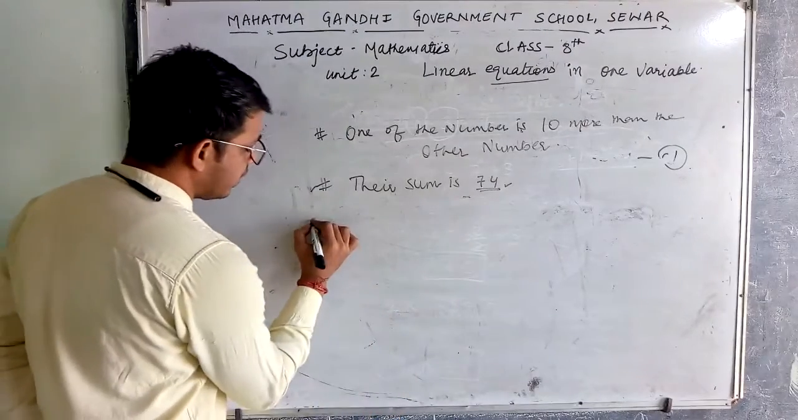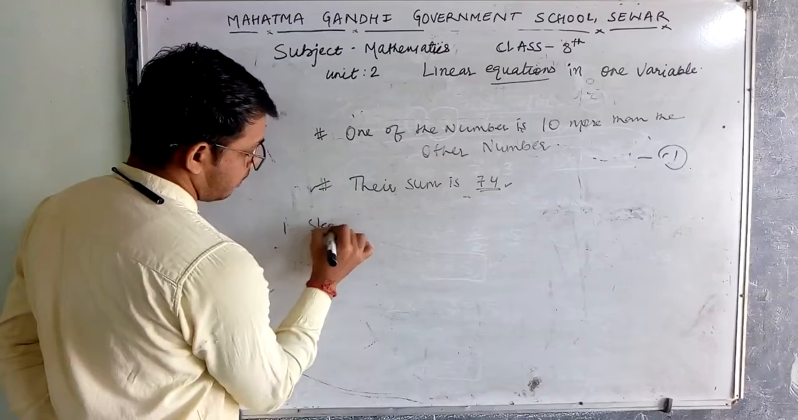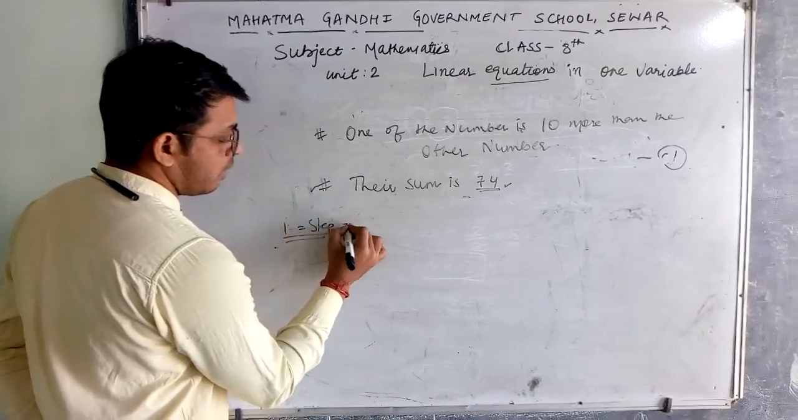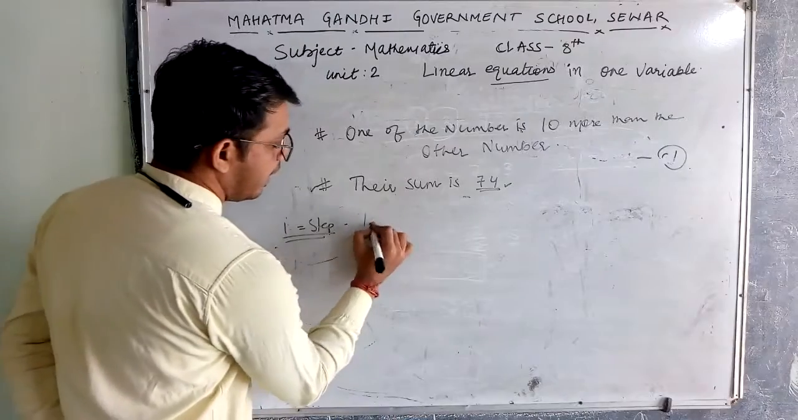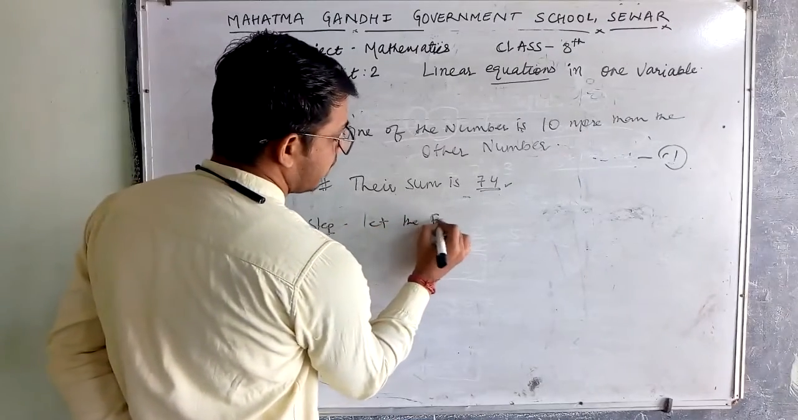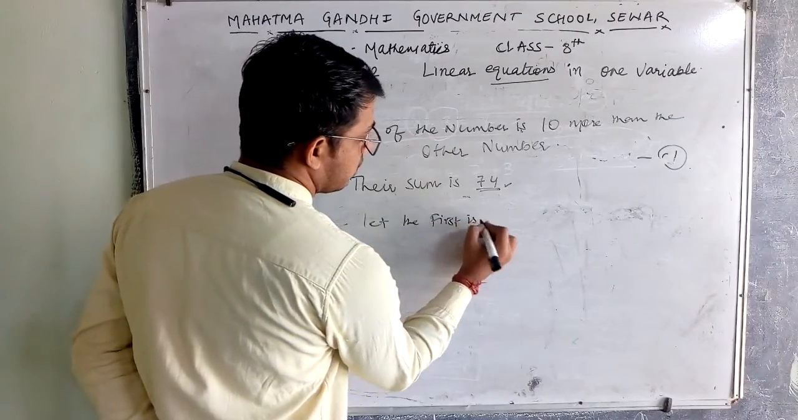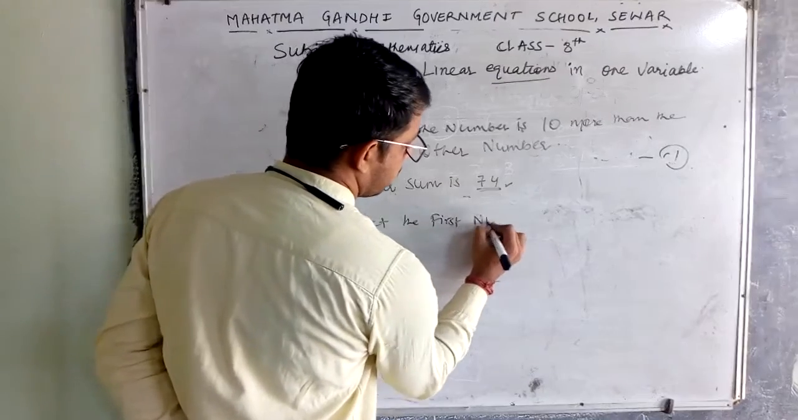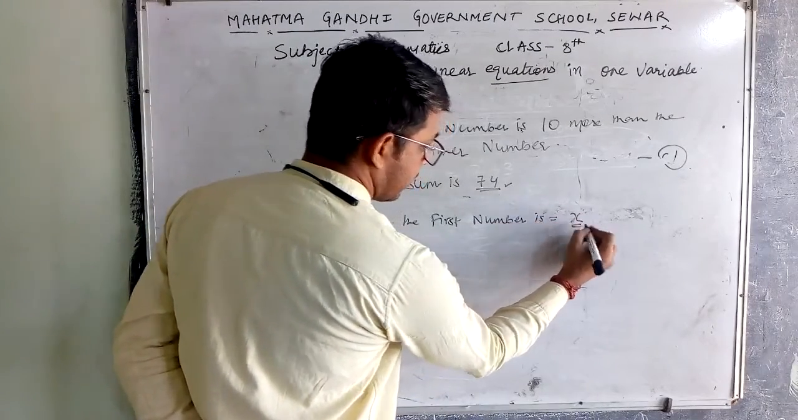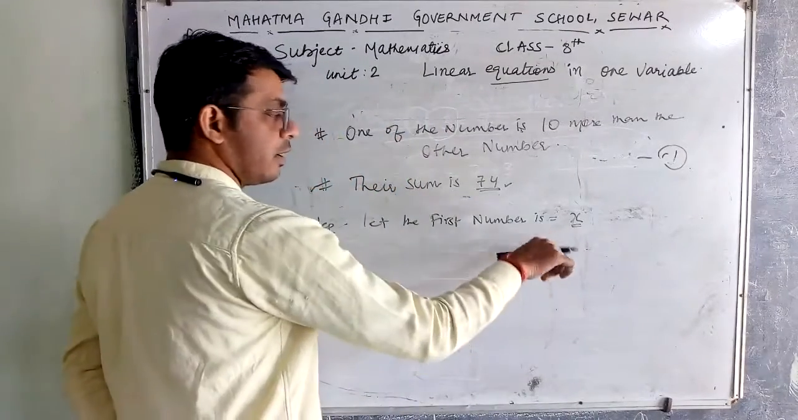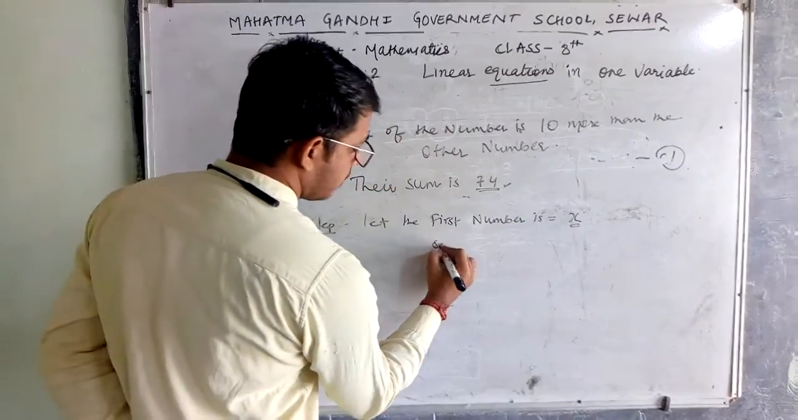Now what will we do? First step, we will assume the first number. Let the first number be x. What will be the next? The second number?